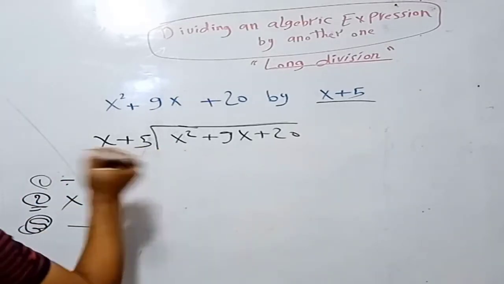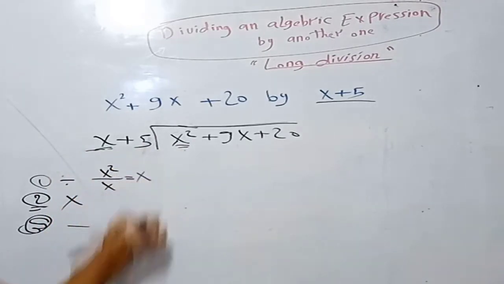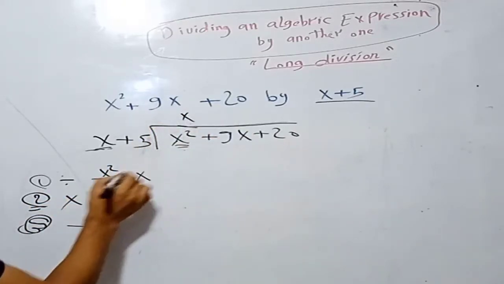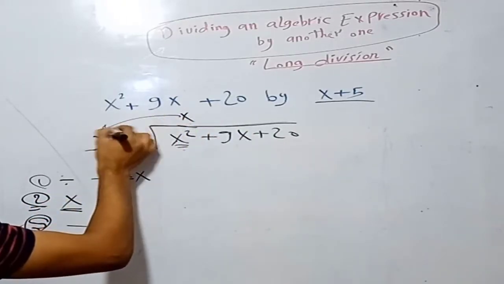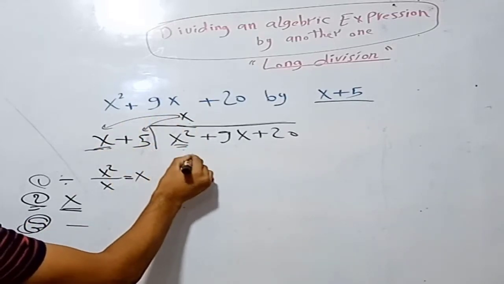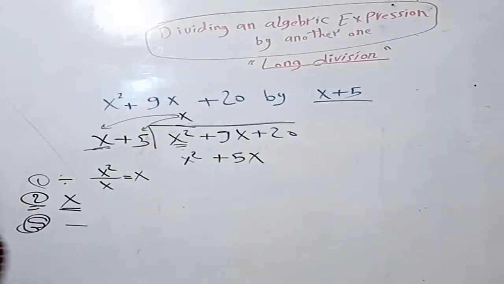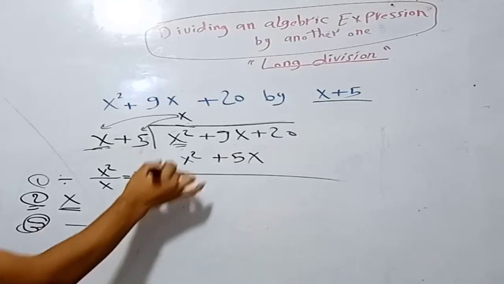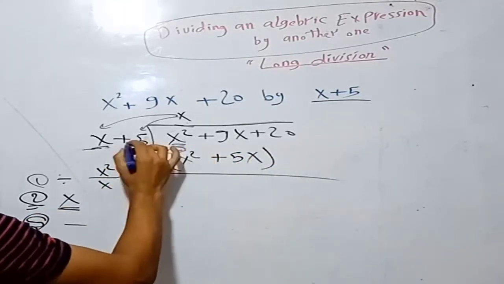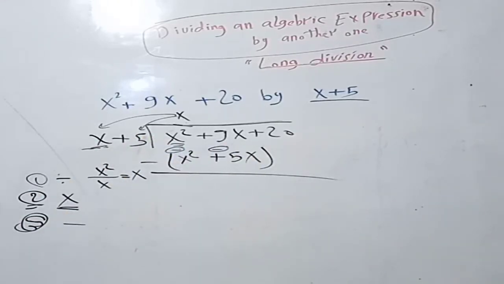So let's begin. Number 1, dividing x squared by x, that is gonna be x, so write it up here in the quotient. Okay, and then multiply x by x, and x times 5. X times x, that is gonna be x squared, and x times 5, that is gonna be a positive 5x. So we have to subtract. A negative sign will change all of these signs. That is gonna be a negative, and that will be a negative sign also.